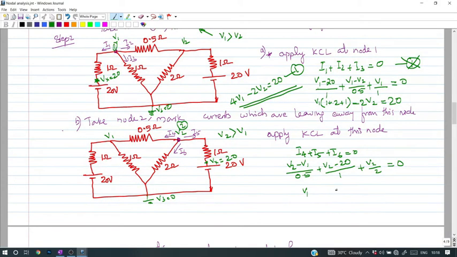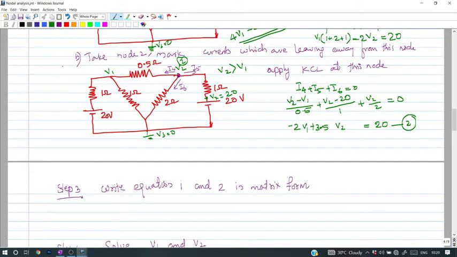What is the coefficient of V1? What is the coefficient of V2? What is the constant? Let's see. So what is the coefficient of V1? Minus 1 by 0.5, that is minus 2. And what is the coefficient of V2? Here 2 is coming, 1 by 0.5, here 1 is coming, here 1 by 2 is coming, 0.5. So what is the coefficient? 2 plus 1 plus 0.5, that is 3.5 V2. And here the constant is minus 20 by 1. So when this minus 20 is moving that side, it becomes 20. So this is your equation number 2.